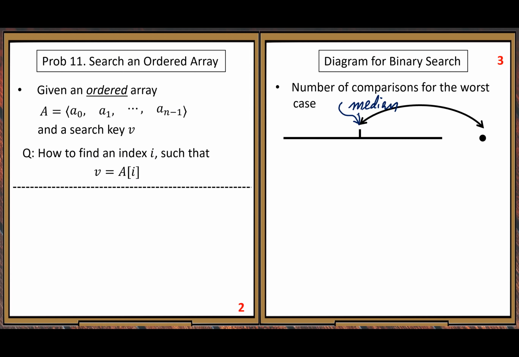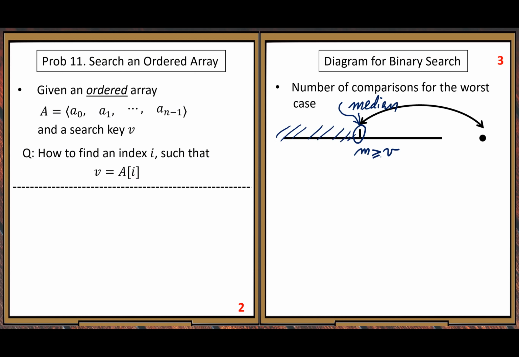Why? The idea is pretty simple. Because after one comparison, you can drop one of the two subarrays, either the left subarray or the right subarray, based on your comparison result. Let's say the median, let me use M. If M is greater than or equal to V, that means the left subarray can be dropped.